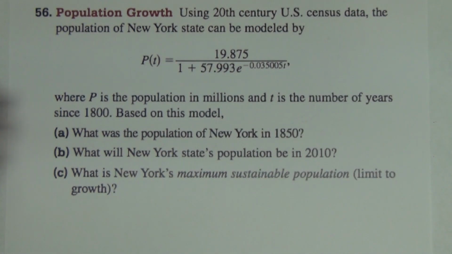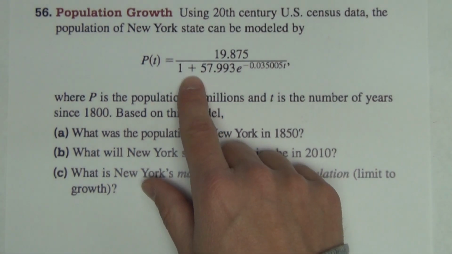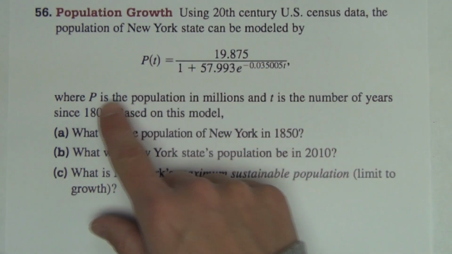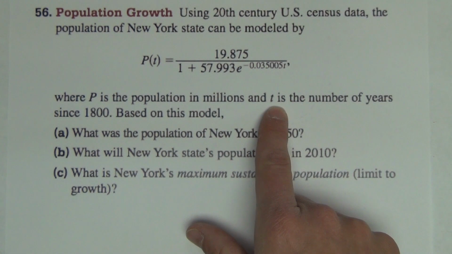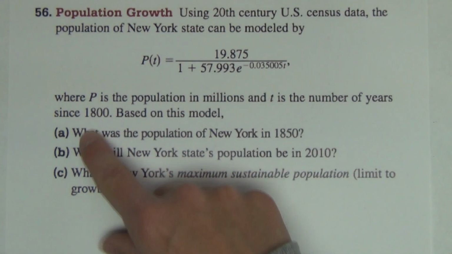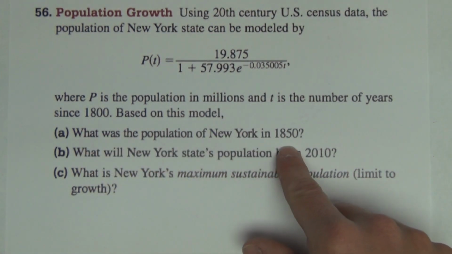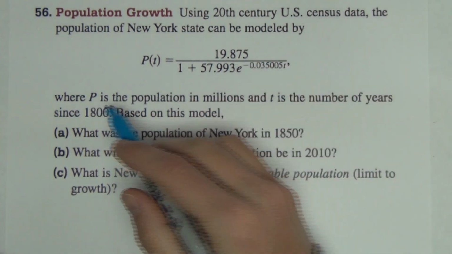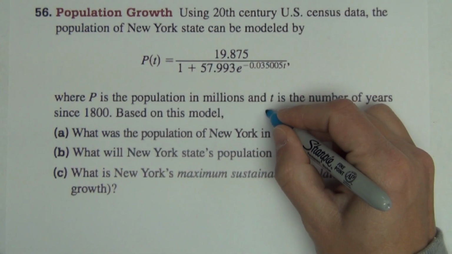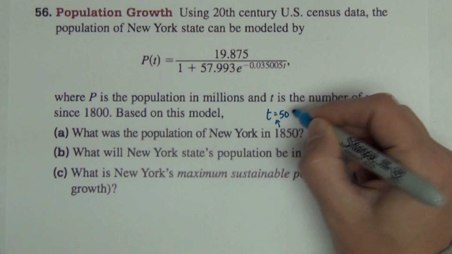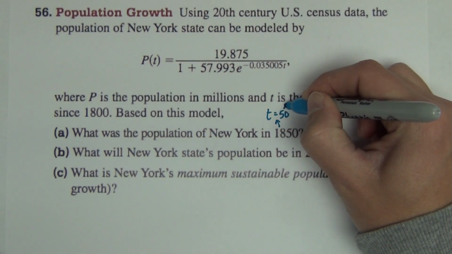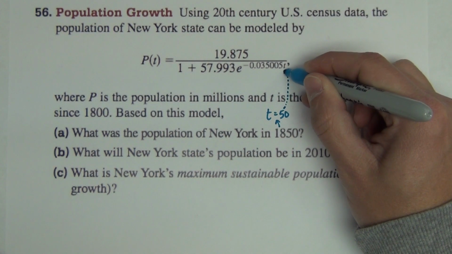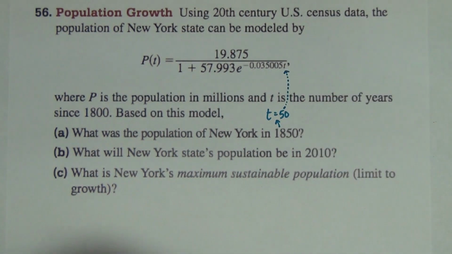All right, this last example says that using 20th century U.S. Census data, the population of New York State can be modeled with this function here, where P is the population in millions, T is the number of years since 1800. So what we want to know is, what was the population of New York in 1850? Well, if T is the measure of years since 1800, then this would represent a T value of 50.